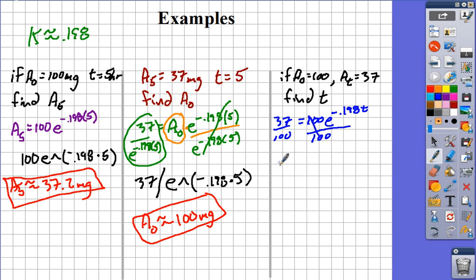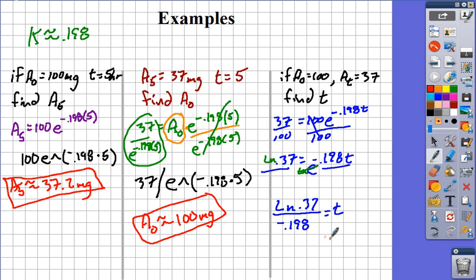Now 37 over 100, we could write that as a nice clean decimal, 0.37. Or you could leave it as 37 over 100, either way. So that's going to equal e to the negative 0.198 times t power. And how are we going to get that to come down from e? You guys remember it, don't you? Natural log both sides. So that cancels, and we end up with the natural log of 0.37 equals negative 0.198 times t. Divide that out, right? And we end up with the natural log of 0.37 divided by negative 0.198 equals t.